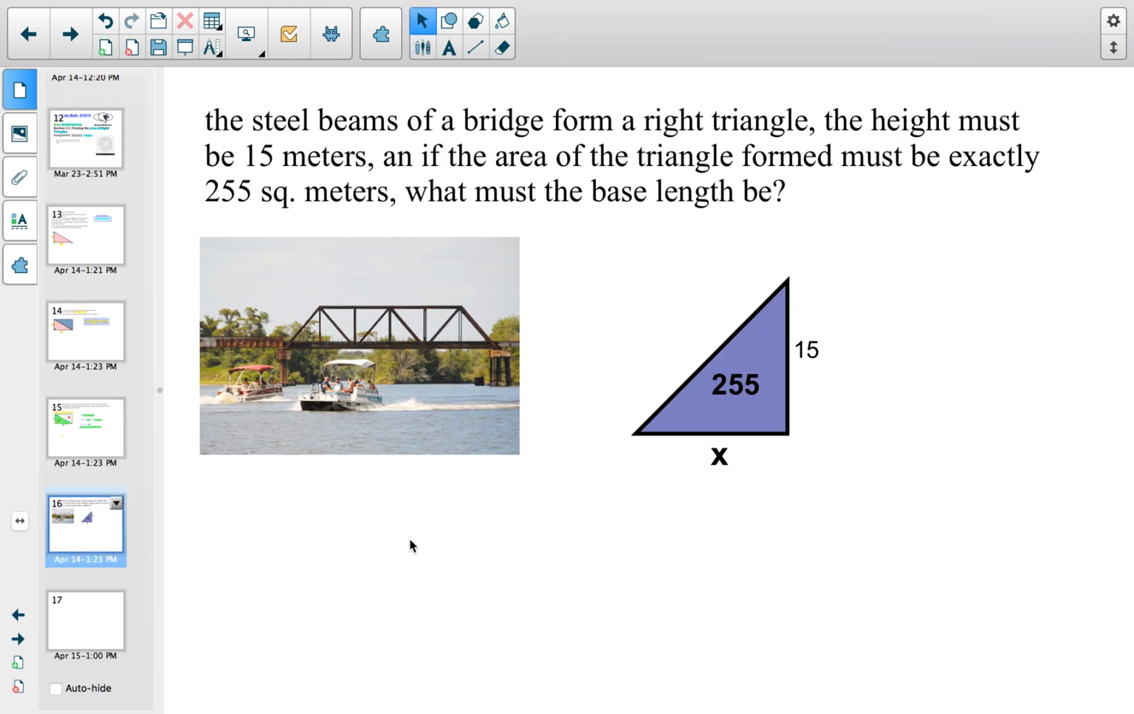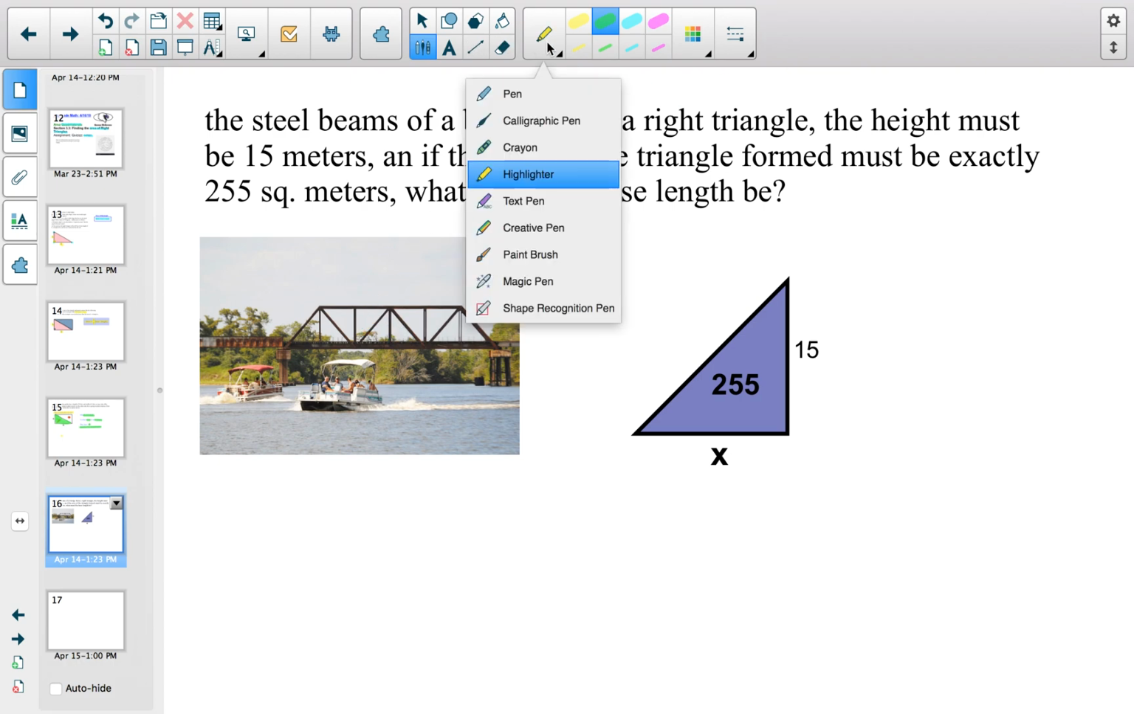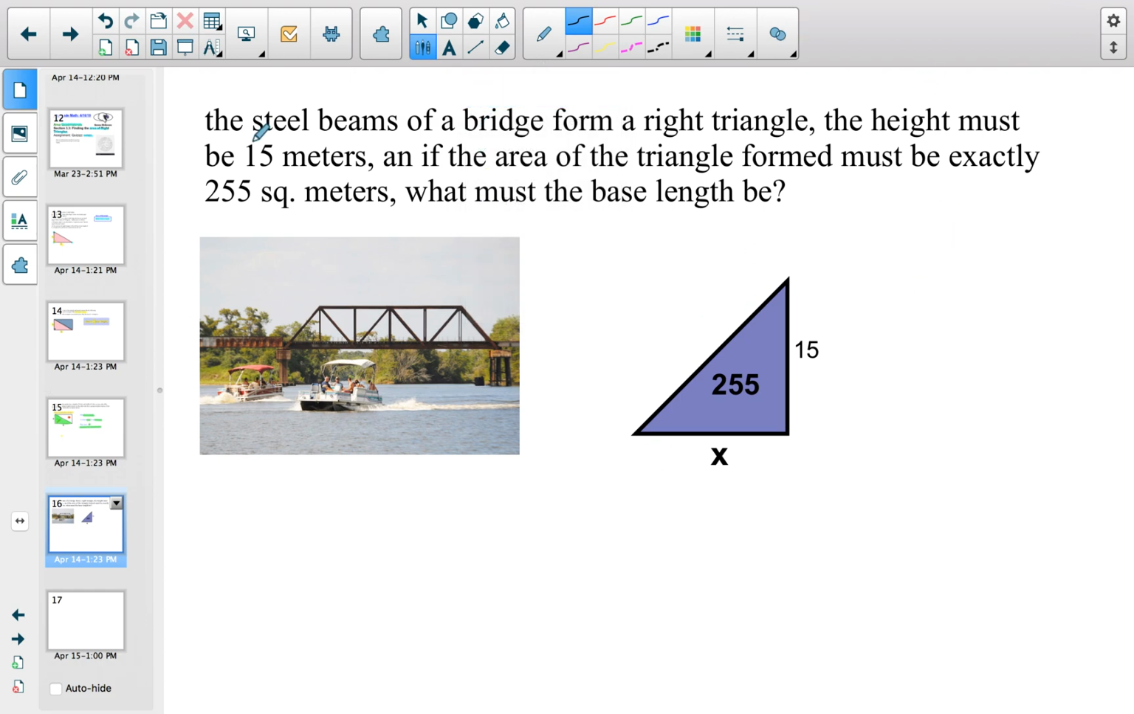For this problem, it's going to be a little bit different, but we can still do it. So the steel beam of a bridge forms a right triangle. So something like this we have right here. We see our right angle right here, so we're dealing with right triangles. The height must be 15 meters, so we have our 15 meters right here. And the area of the triangle formed must be exactly 255 square meters. What must the base be?